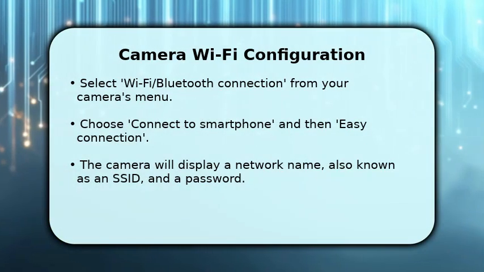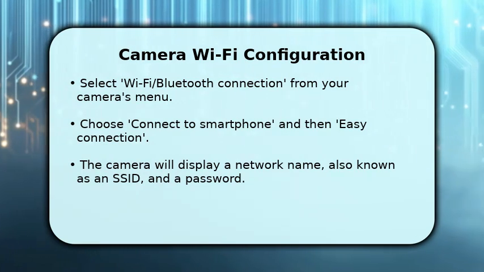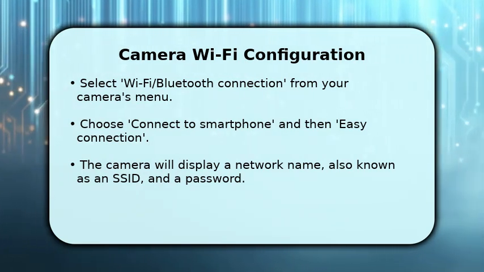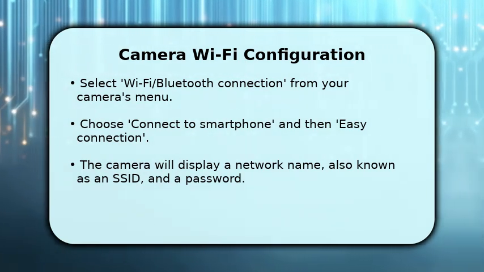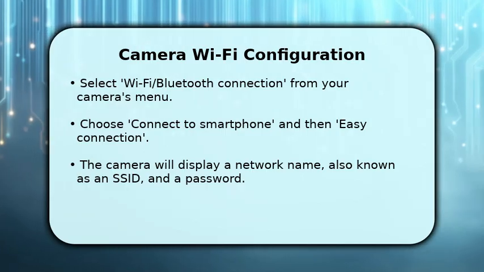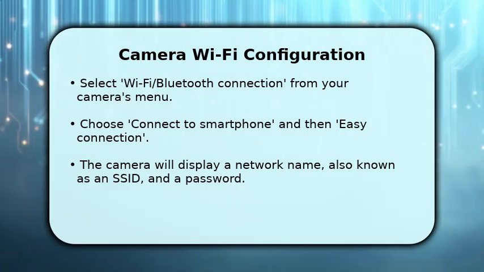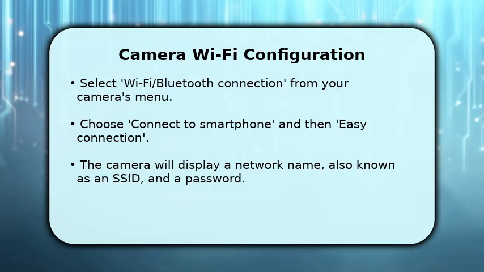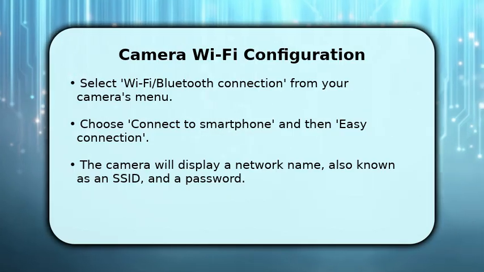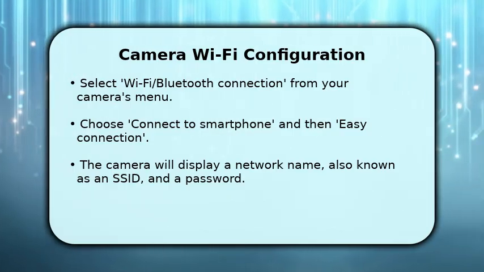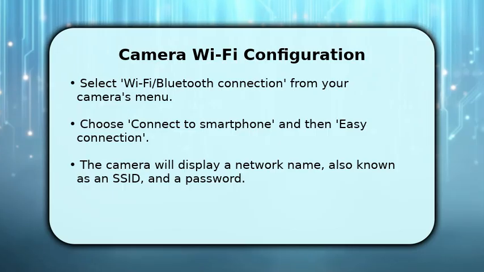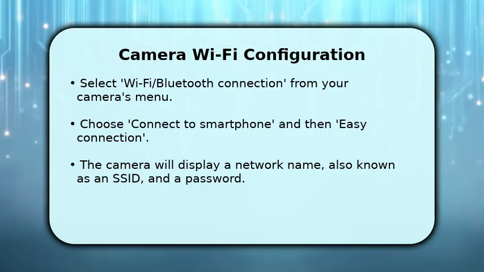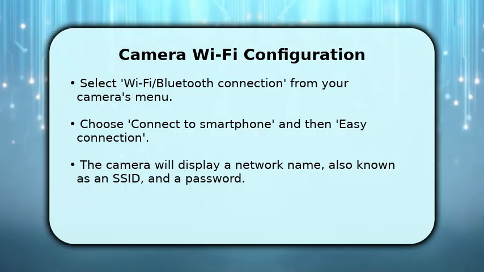Now let's configure your camera's Wi-Fi. From the wireless communication settings, select Wi-Fi/Bluetooth connection. Then, choose the Connect to Smartphone option, followed by Easy Connection. Your Canon EOS R will then generate its own Wi-Fi network. The camera's screen will display the network name, or SSID, and a unique 8-character password. You will need these details for the next step on your phone.